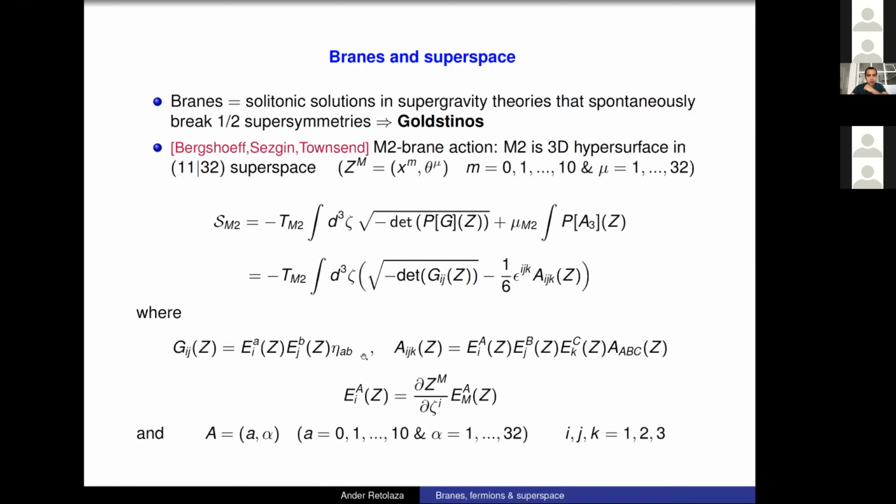I will not be using the indices much, they are not going to be very important for the talk. But when you see indices like M, N, or whatever, these refer to space-time coordinates or superspace coordinates instead. And if you have indices like capital A, that is the tangent space index, so it can either be bosonic, going from 0 to 1, or fermionic, going from 1 to 32. Okay, so we have this perspective of branes being hypersurfaces in some superspace.